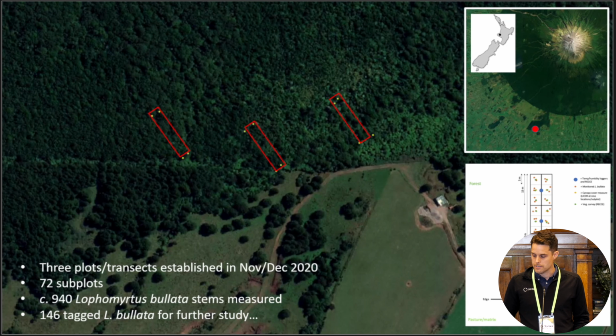So we set up 3 of these transects in November and December in 2020. And since Lophomyrtus bullata didn't tend to go right to the edge in these plots, we didn't start them in places where there weren't any Lophomyrtus bullata. So it's not strictly an edge study like I described anymore, but instead we were focusing on relationships between light availability and distance to the edge and so on to make assessments about the effects on disease. So there were 3 plots within which there were 72 of those 5 by 5 metre subplots, and almost 1,000 Lophomyrtus bullata individuals were in those subplots, of which we tagged 146 for further study.